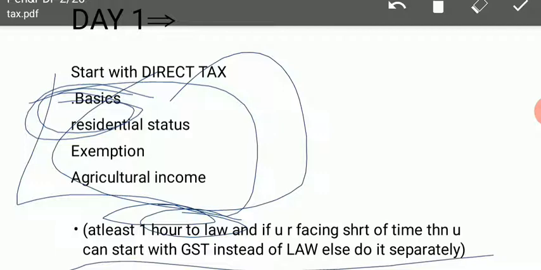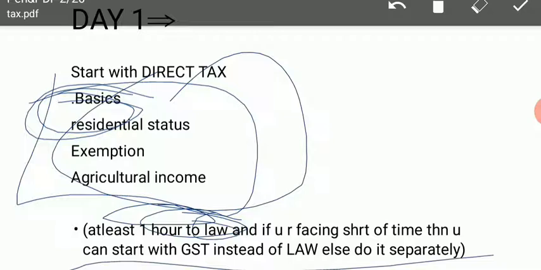But if you have sufficient time, say you are appearing for only one group, or you have prepared another group very nicely, then you should allot at least 15 to 20 days to this taxation subject. And you should allot at least 1 hour to either law, or 1 hour to audit, or 1 hour to EIS. So it is up to you. You have to allot 1 hour to a theory subject, and you have to do direct taxation.